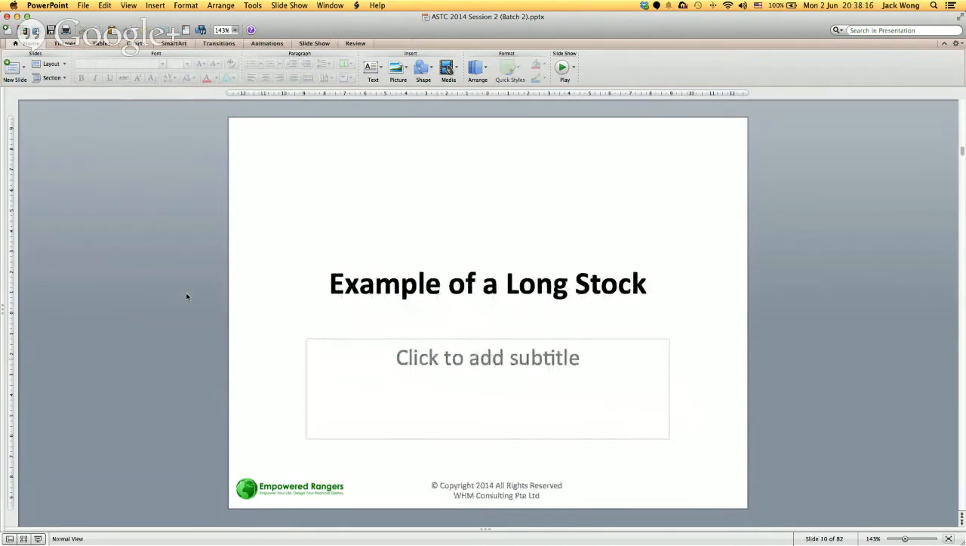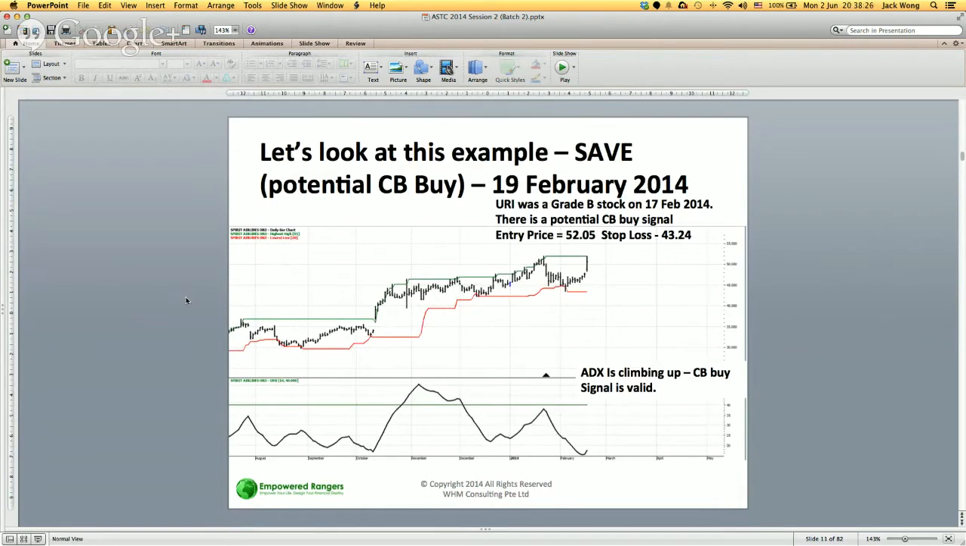So let's look at an example. I have revised the example because this is batch number 2, so I want to bring in some of the recent examples. This is a stock called SAVE, Spirit Airlines, and that is an opportunity on the 19th of Feb 2014.